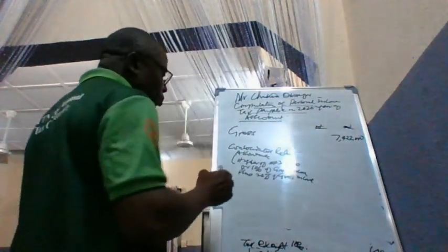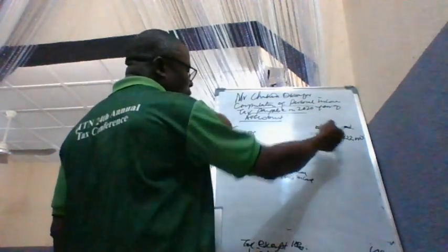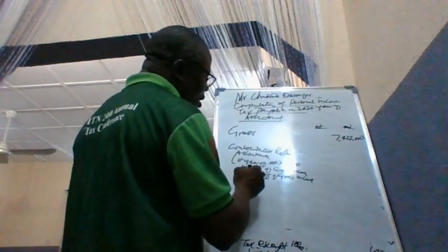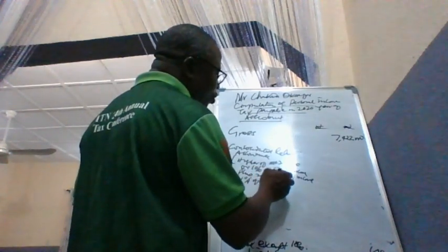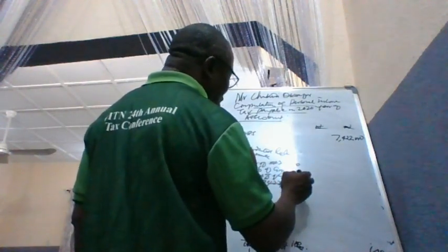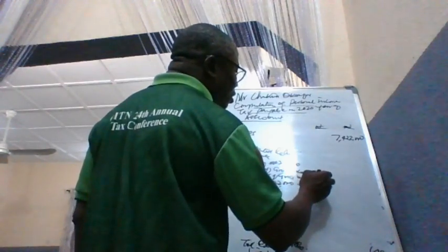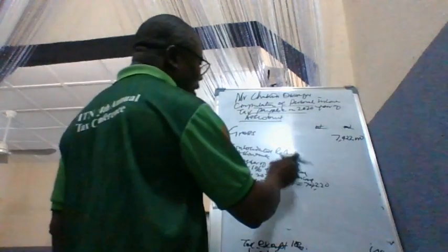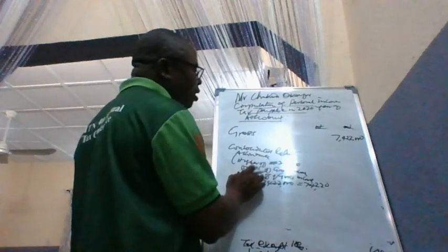Let's look at this now. Look at 200 and then the 1%. What is 1% of gross income? 1% of 7,422 will be 74,220 naira, which is less than 200. So we are going to consider 200 and then add the 20%.